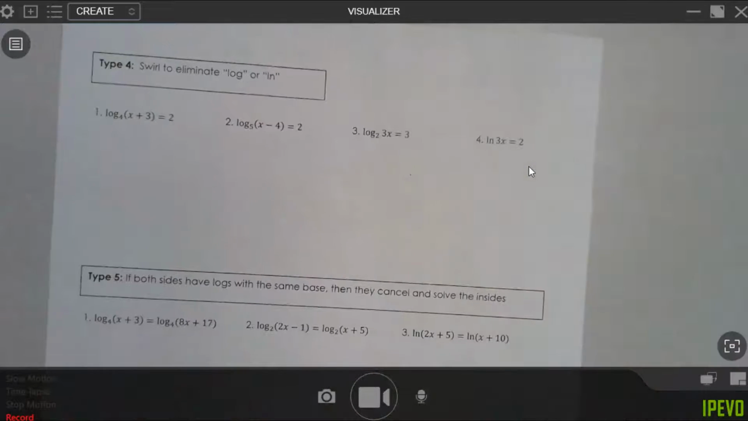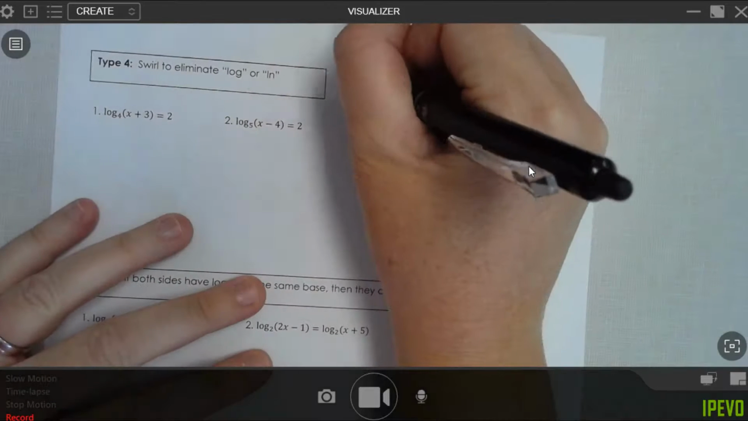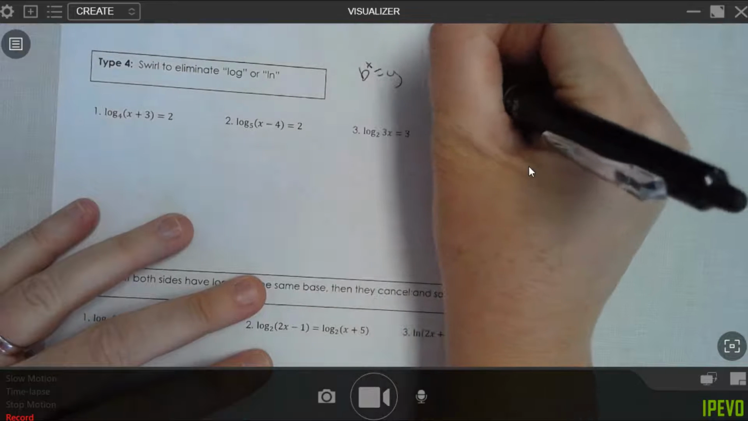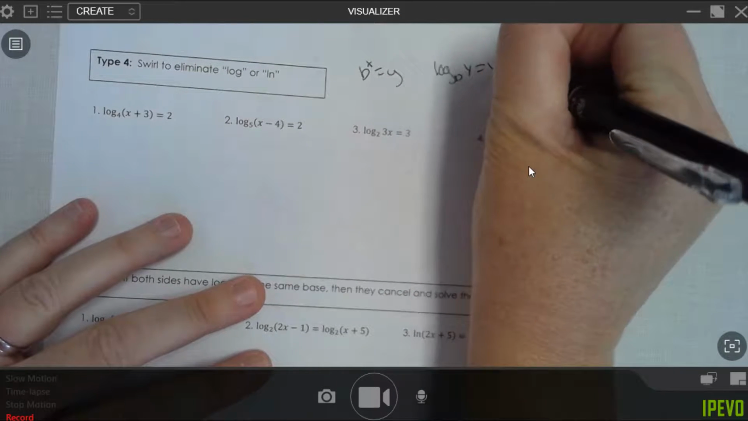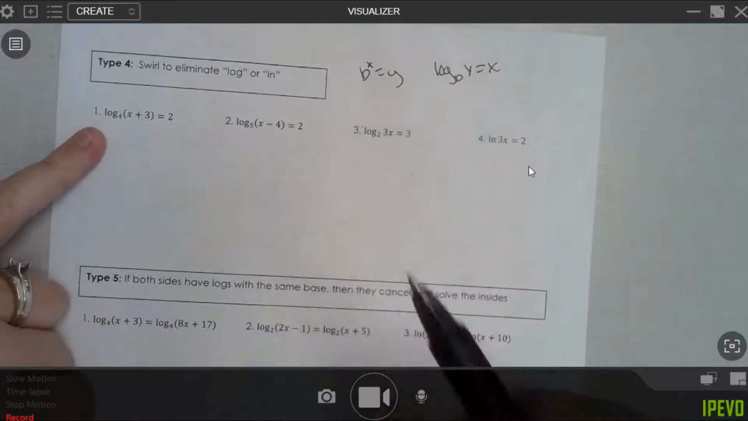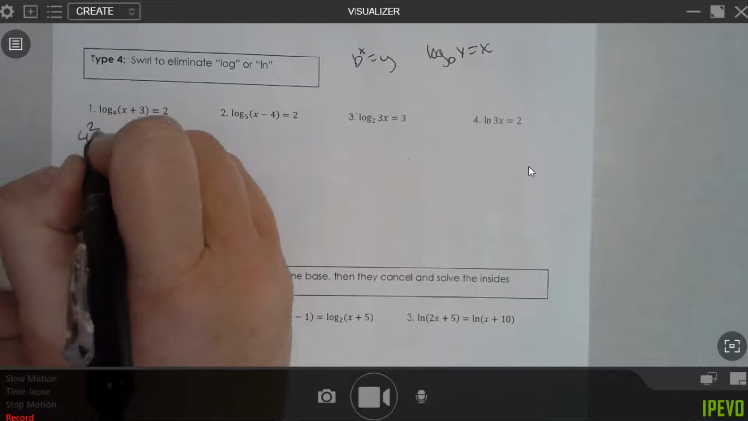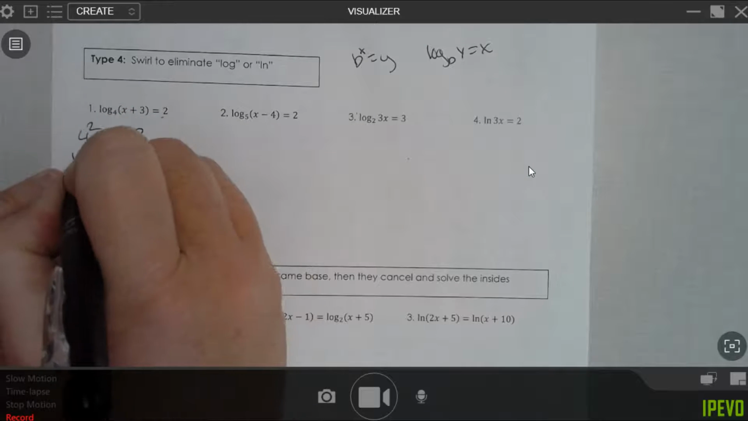All right, on to the back, type 4. So we're going to be rewriting these using the rewriting principle. Remember when we had b to the x equals y, and then we said log base b of y equaled x? We're using this property again. So for number 1, rewrite 4 to the second equals x plus 3. And then you're just going to solve.